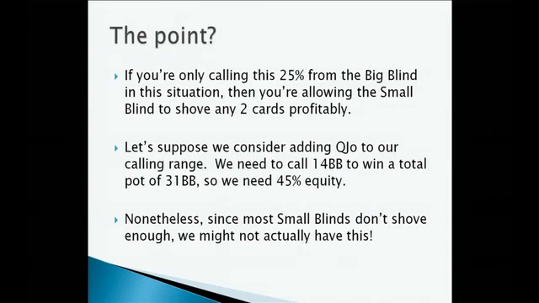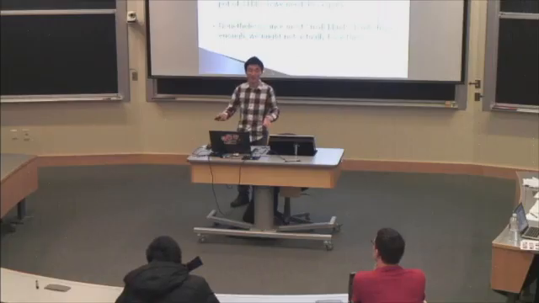So let's suppose we're the big blind now, and we're considering adding queen jack off to our calling range. I'm saying you're making the mistake as a big blind of only calling 25%. But what's wrong with my reasoning? That's only a mistake from a level 3 reasoning point of view, in that it's not theoretically optimal, because in theory the small blind could shove any 2 cards profitably. But if the small blind isn't actually shoving any two cards, then maybe 25% is the optimal strategy for the big blind from that point of view.